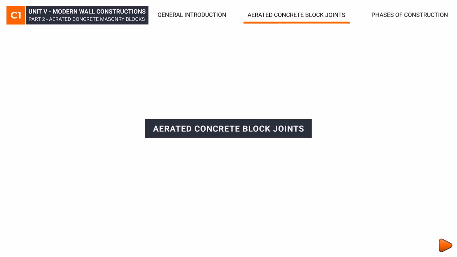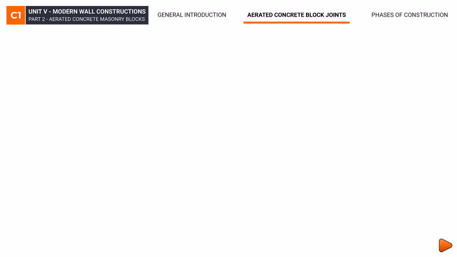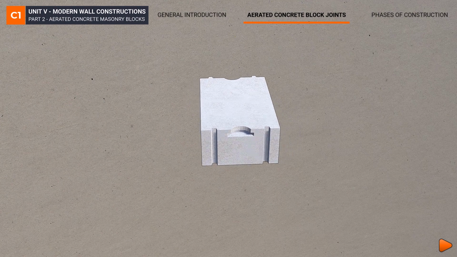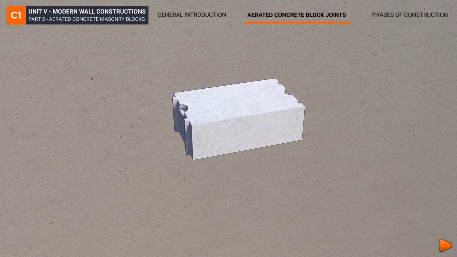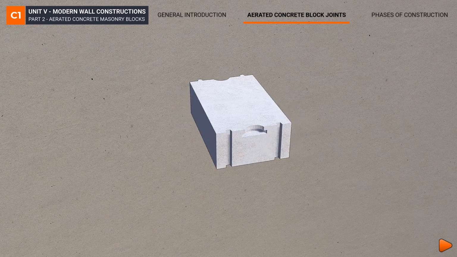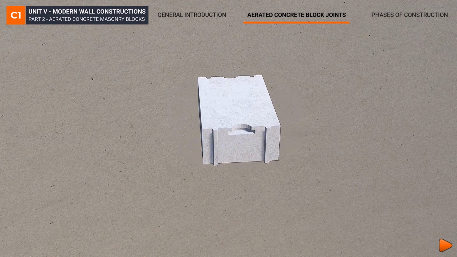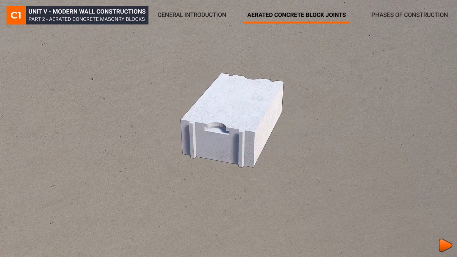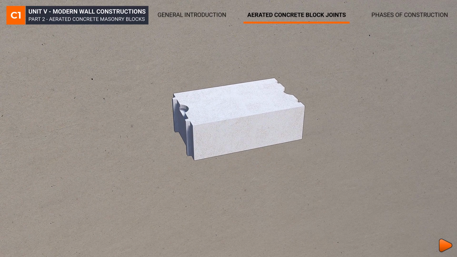Aerated concrete block joints. Using a sample wall, we will investigate the wall connections of 37.5 centimeter wide aerated concrete block masonry. The types of blocks used are grooved and tongue-and-groove blocks, which are 37.5 by 60 by 20 centimeters. The allocation of blocks is planned as follows.